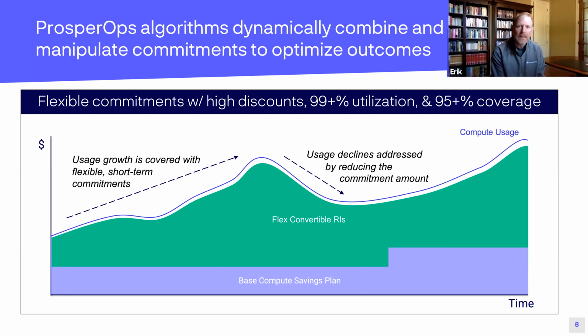On top of the base, we like to deploy flexible convertible RIs, and convertible RIs are perhaps the most misunderstood discount instrument in AWS, because they're incredibly powerful instruments that can be manipulated in ways that allow you to manipulate the term of the commitment. So they don't have to be full term. I can generate shorter term commitments by manipulating convertible RIs. And I can also grow and I can shrink the commitment up and down.